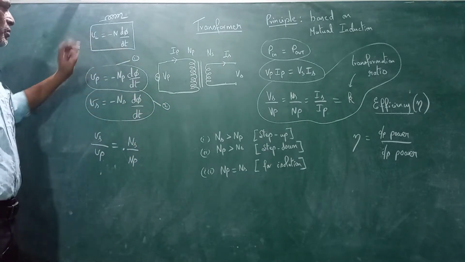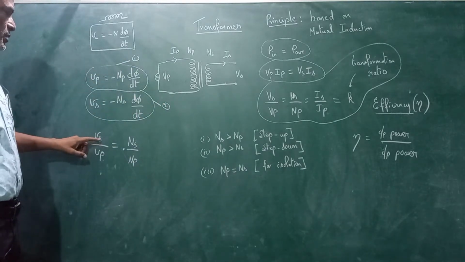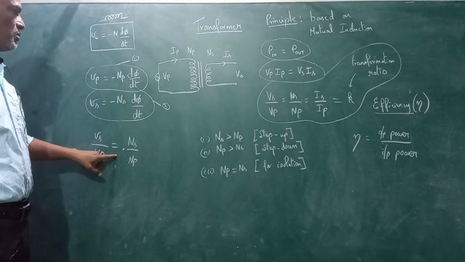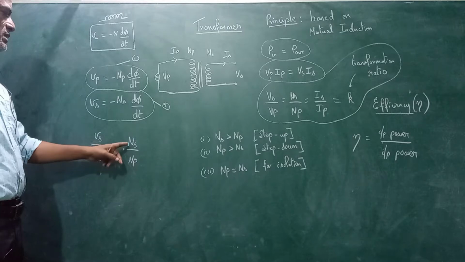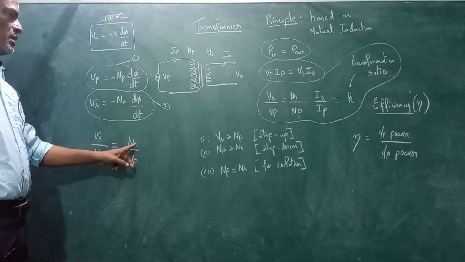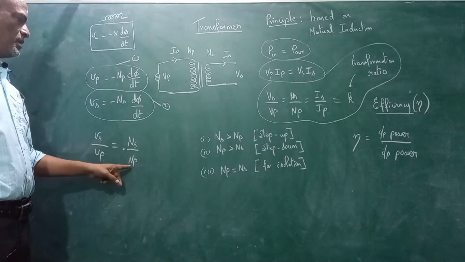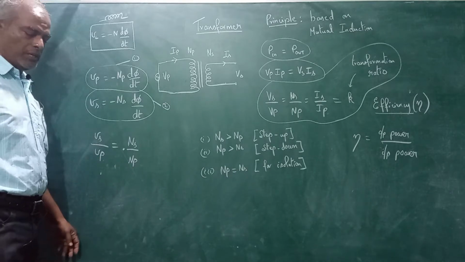Now 2 divided by 1, that is Vs by Vp, secondary voltage divided by primary voltage, is equal to: dφ gets cancelled, minus gets cancelled, Ns by Np, that is number of turns in the secondary divided by number of turns in the primary.